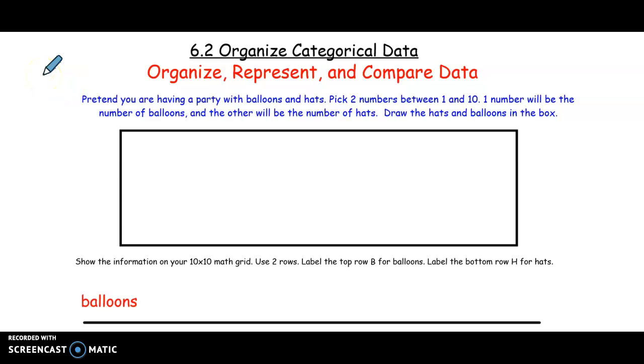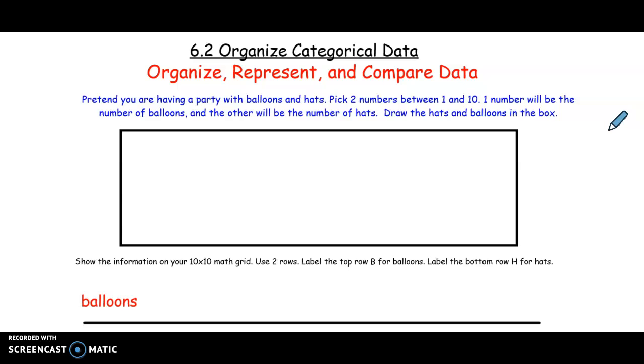So for today's lesson, we're going to focus on organizing categorical data. Sounds crazy for first graders, right? But it's easier than you think. So first, we're going to pretend that we're having a party and we need some balloons and hats. We're going to pick any 2 numbers between 1 and 10. The first number will be the number of balloons and the other number will be the number of hats. The only thing is they cannot be the same.